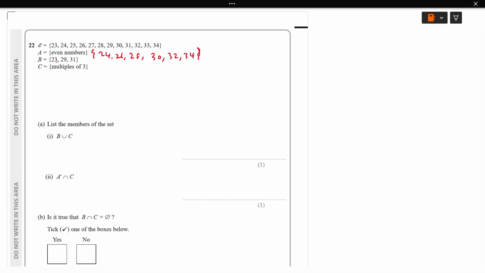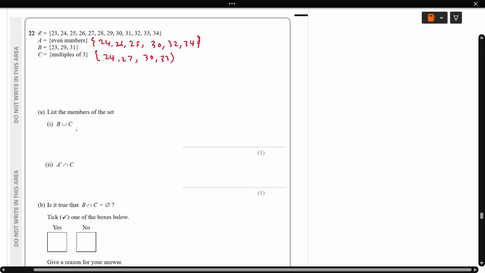Next, B values are given. C is the multiples of 3. The multiples of 3 here are 24, 27, 30 and 33. All these numbers are multiples of 3. Okay, first question, B union C. B and C together we need to merge.